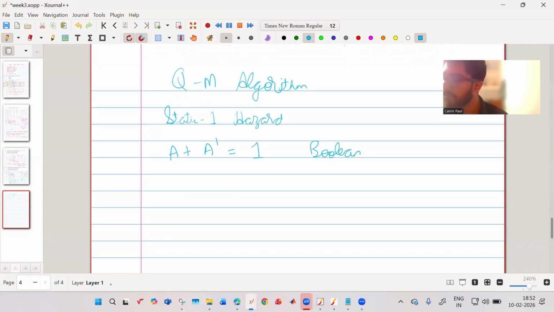So you have an OR gate here. You will have A over here. Then you will have a NOT gate over here, and what you will get is your A bar over here. Okay, you will get an A bar, and then this is your output Y.